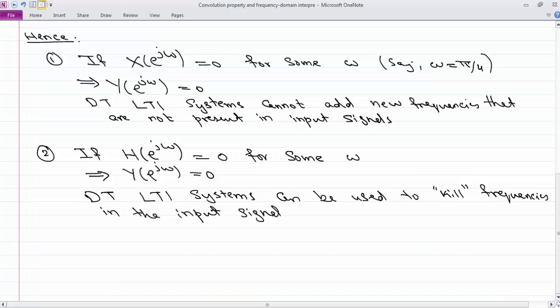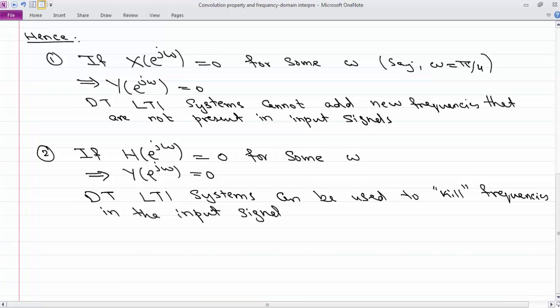Again, let's take the example of a song that you are recording, and in the background there is a continuous, let's say, a screeching noise of some frequency. Right now we'll just talk about discrete time world. So there is a screeching noise of frequency pi by 3. You can try to design a system whose impulse response's Fourier transform is 0 at that frequency. And when you process that song, at the output, you will get rid of that screeching sound.